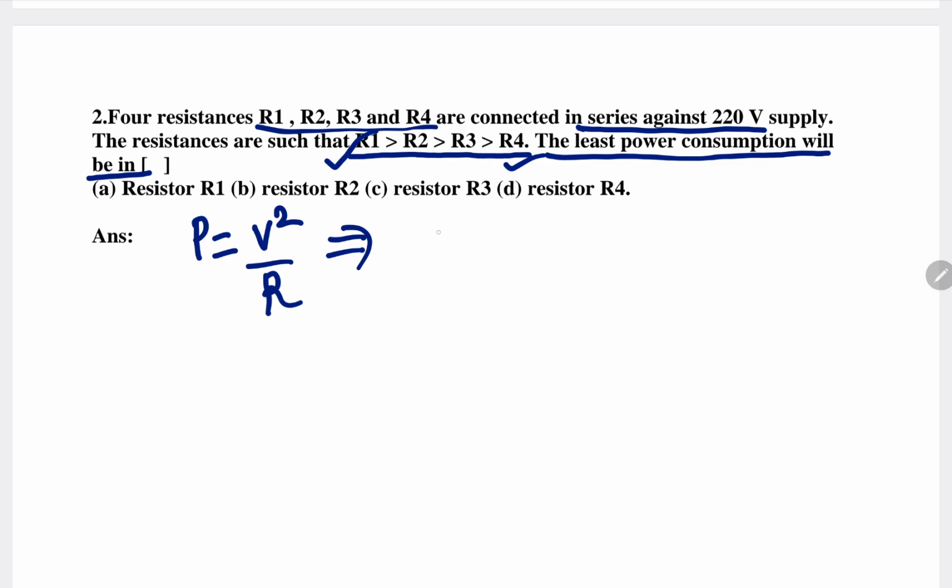The voltage across each resistor is not the full 220 volts, but the current through each resistor is the same. So what is the formula? P is equal to I square R. As the connection is a series connection, current I is the same. So power consumption is directly proportional to R. The resistor with the larger value will have the larger power consumption, and the resistor with the smaller value will have the smaller power consumption. So as R4 is small, the power consumption will be smallest in R4.